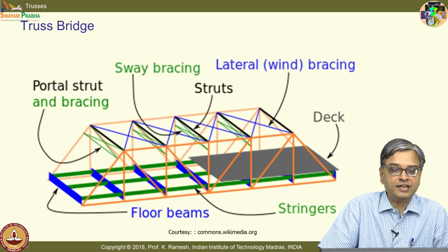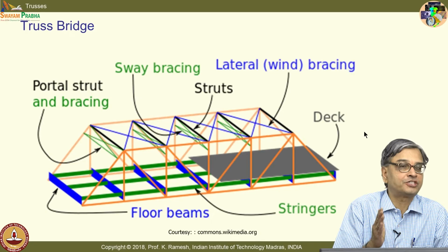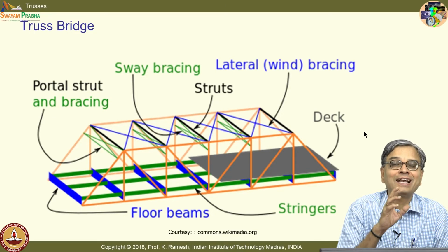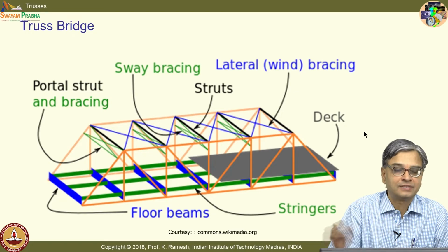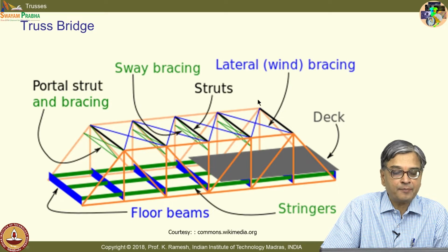And you know, we had seen in our introductory lecture the failure of the Tacoma Narrows bridge, and I said that was because they had not taken into account the effect of wind forces while designing the bridge. And you could see here a typical design of a bridge truss with lateral bracing like this, and you also have sway bracing like this.